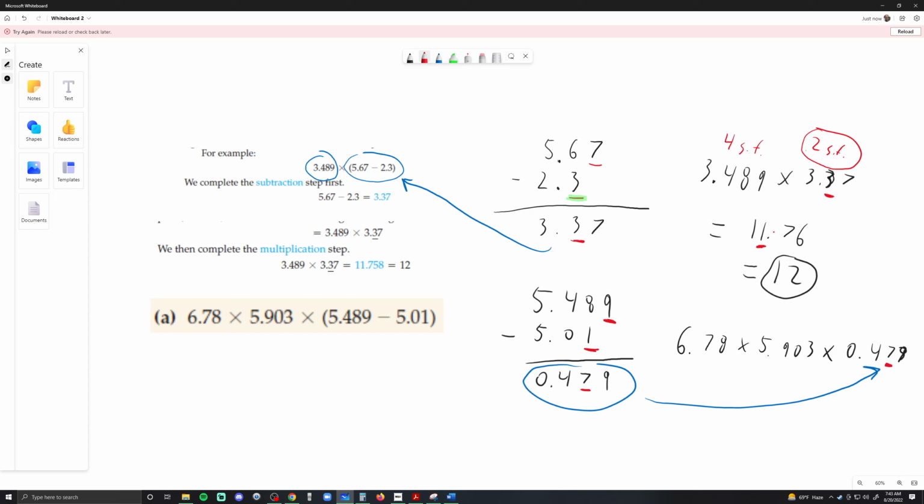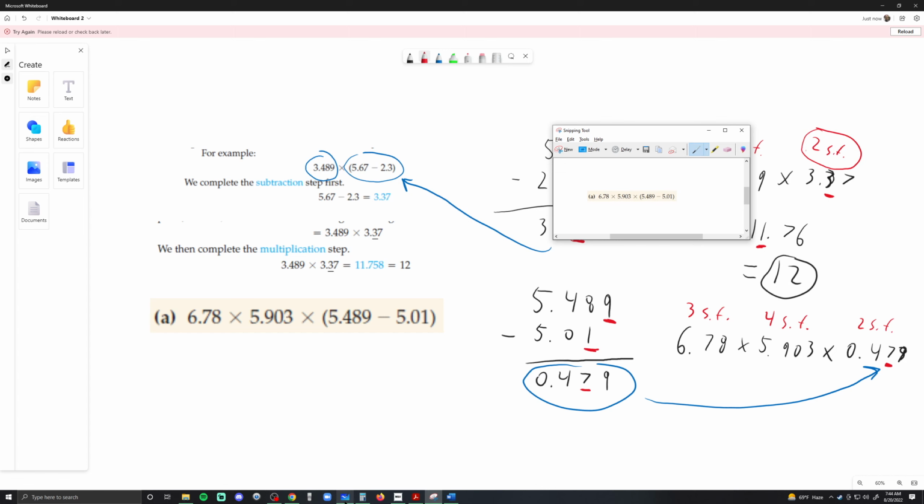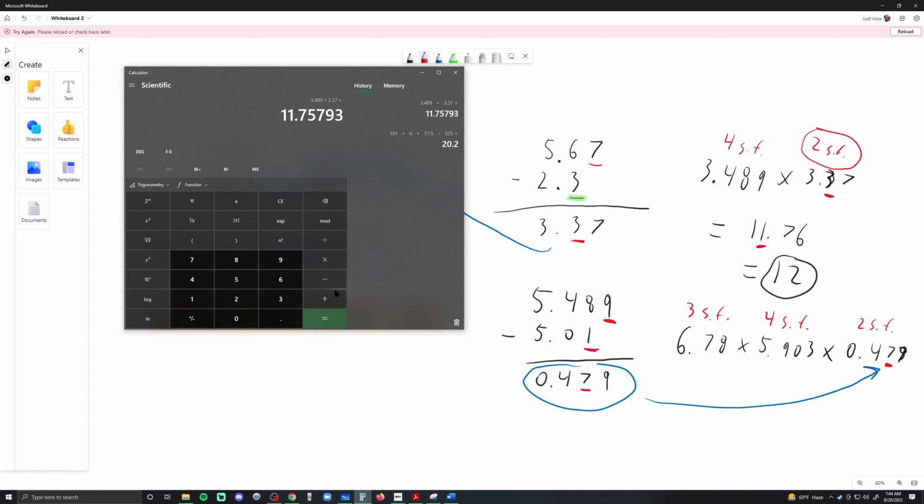So now we look at how many sig figs each of these have. The first one has 3 sig figs. The second number, 5.903, has 4 sig figs. The 0 in the middle is significant. And here, this 0 in front is not significant. It's just a placeholder. There are only 2 sig figs, the 4 and the 7. And so this number has 2 sig figs. And so now we're going to do the multiplication.